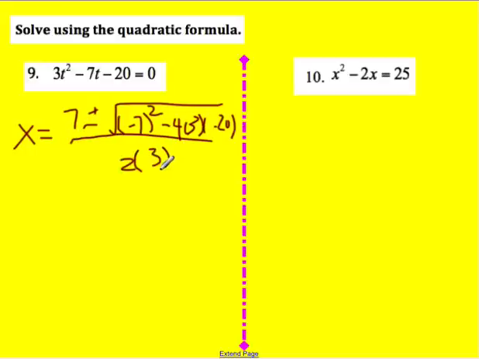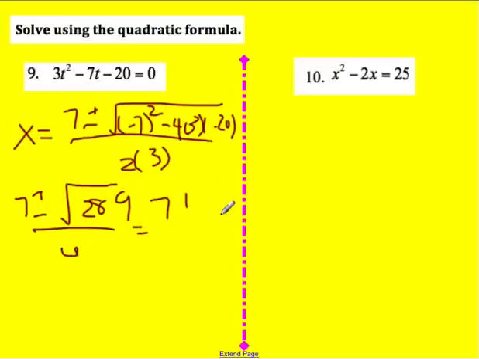So what we're going to do in our calculator to start off with is we're going to take negative 7 and square it, minus 4 times 3 times negative 2. You can punch that all in your calculator at once, and using the parentheses helps to make sure you're doing it correctly. And then you end up getting 289, and that's divided by 2 times 3, which is 6. Well, I just happen to know that the square root of 289 is 17. So what I get is 7 plus or minus 17 divided by 6.